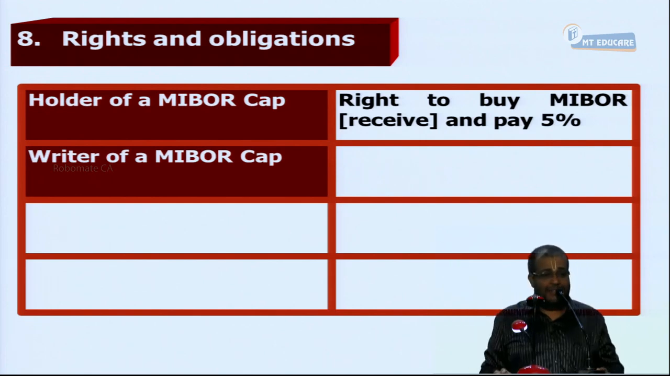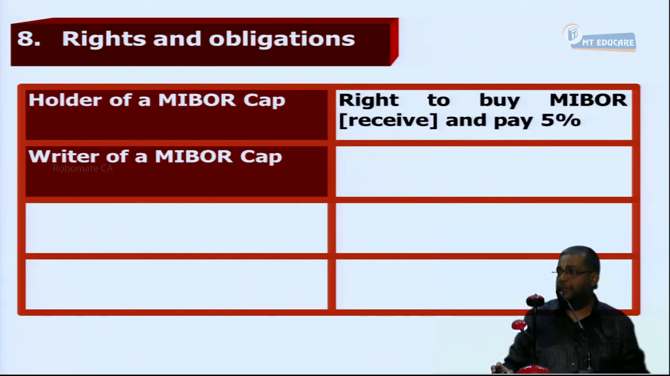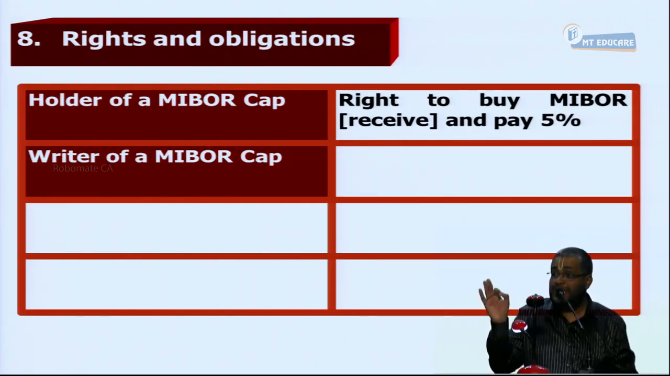A writer of a call is having what? Obligation to sell. Yes or no, what I am saying? So, now can you tell me the expansion? What is the meaning here? It's going to be what? Obligation to sell MIBOR. Sell means what? Pay MIBOR, and receive how much percent?